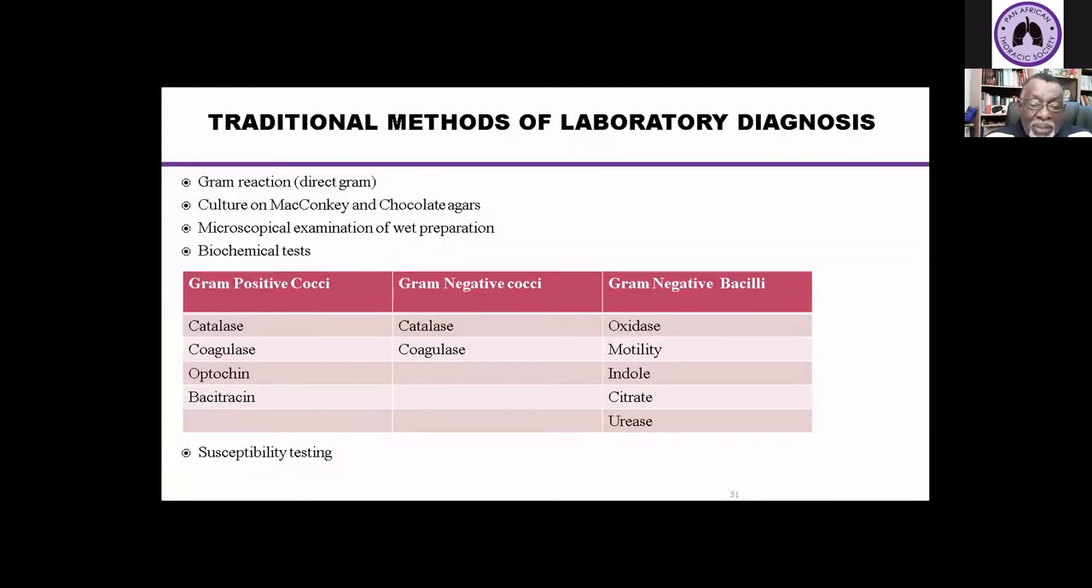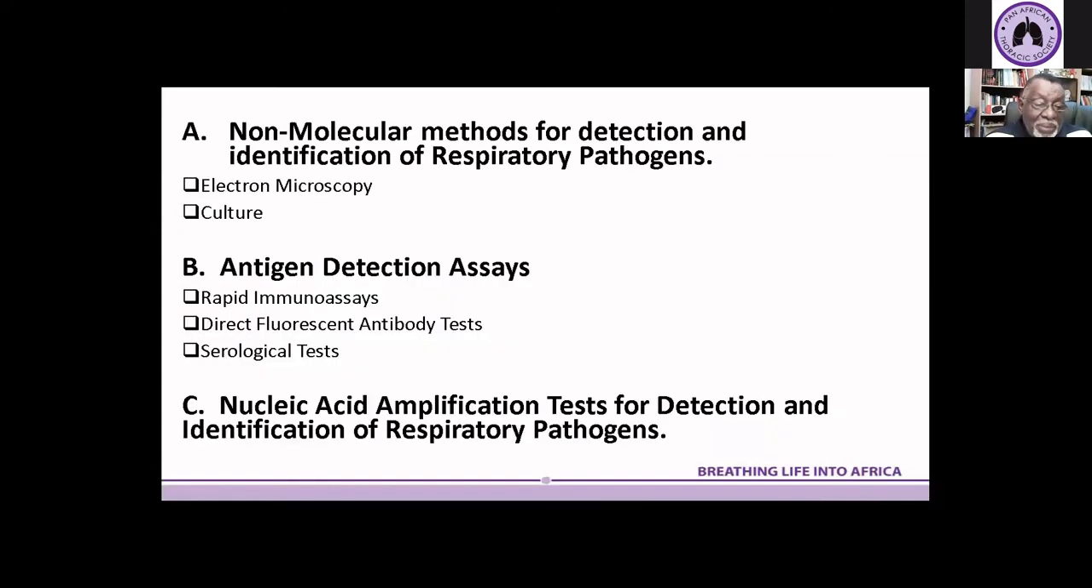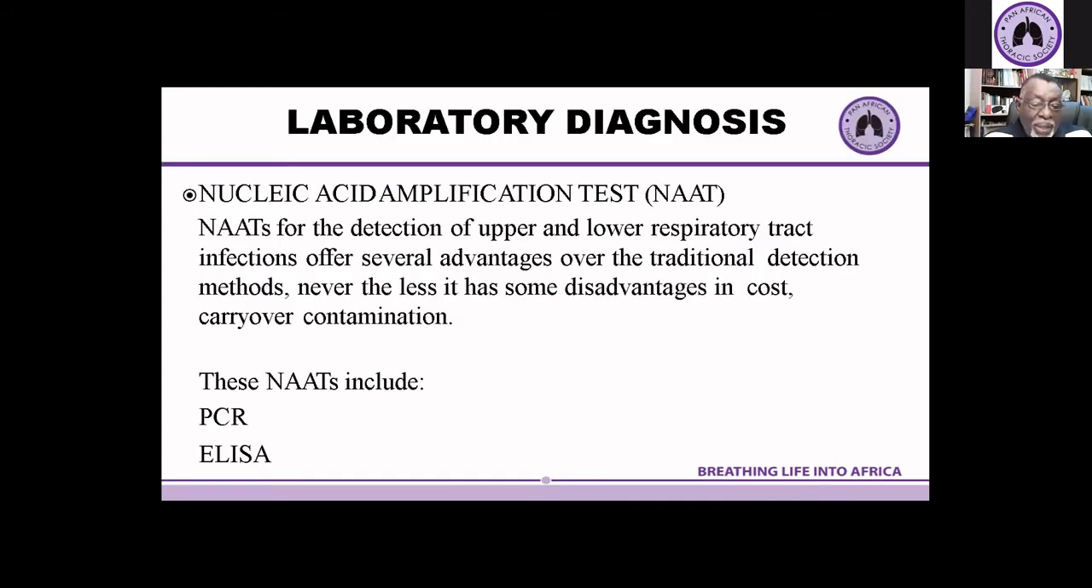And finally, traditional methods over the years have been Gram stain or culture and sensitivity on MacConkey or chocolate agar, or microscopic examination of wet preparation, or biochemical tests. But more these days we have molecular detection, as well as non-molecular detection, including electron microscopy, antigen detection assays, rapid immunoassays, direct fluorescent antibody tests, serological tests, and finally we are now using a lot of nucleic acid amplification tests for detection and identification of respiratory agents. This includes PCR and ELISAs.